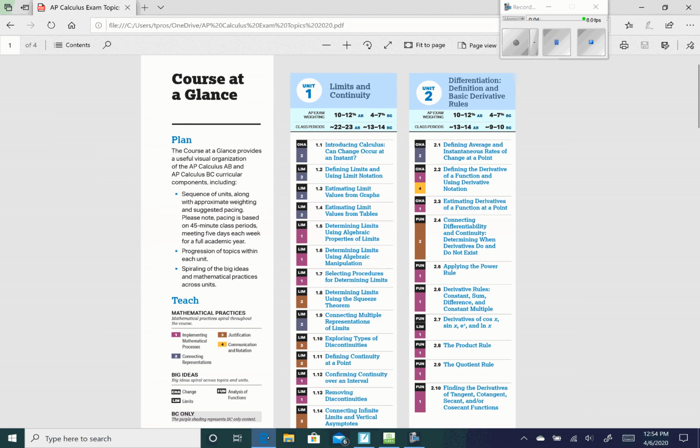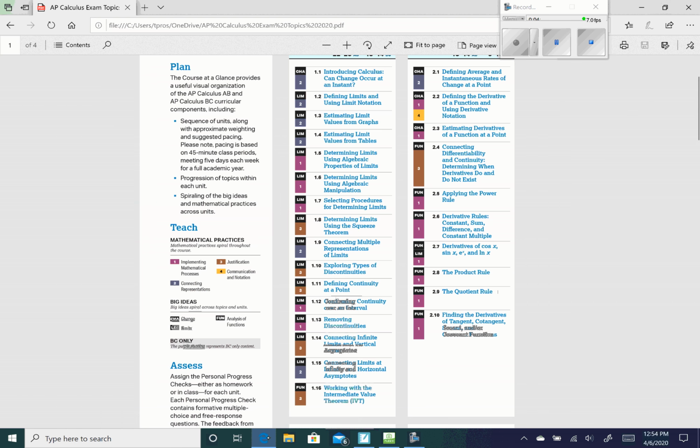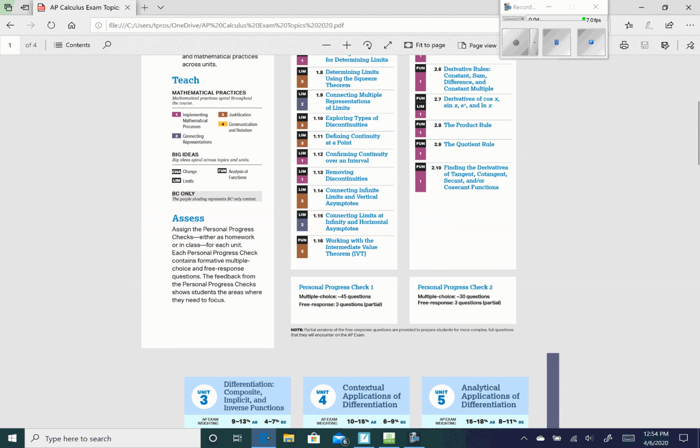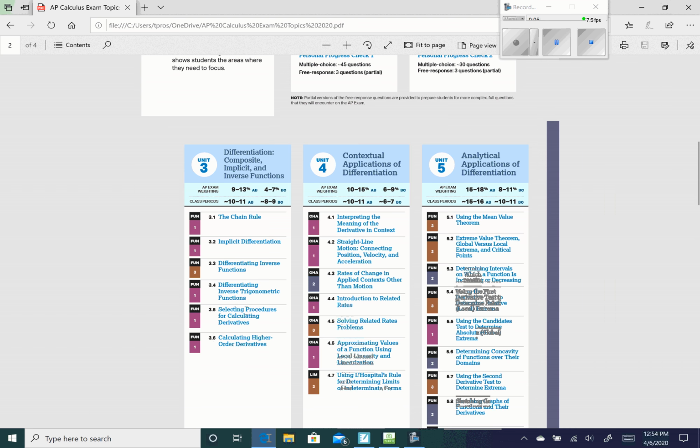So everything we have covered has been in units 1 and 2 so far. Everything with limits, derivatives. Looking here just in Unit 3, the chain rule, so that's a continuation of differentiation, implicit differentiation. Take a look here at 3.3 though, differentiating inverse functions. We have not covered that yet, so I'm planning on either starting this by the end of this week or when we get back from spring break. We still have a little bit of time.